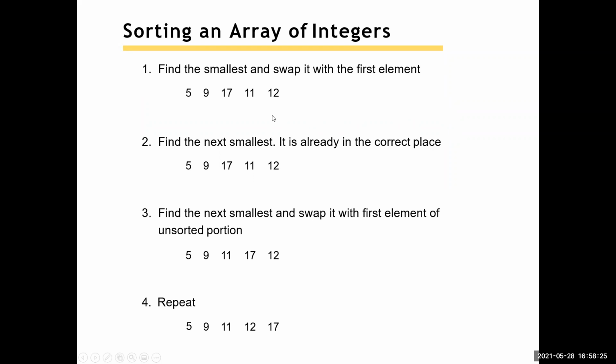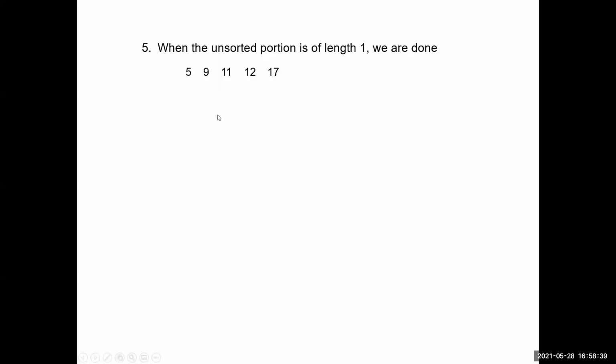So the steps are you're going to start some kind of a loop. You're going to find the smallest one in the list. You're going to do the swap, and then you're going to repeat till you finish up the whole list. When the unsorted portion is of length 1, we are done. So we have 2 sections, the sorted section and the unsorted section.